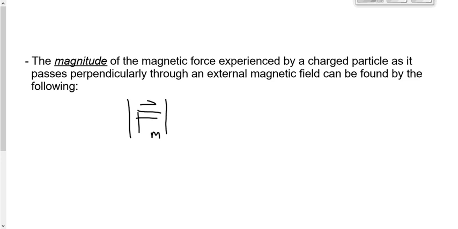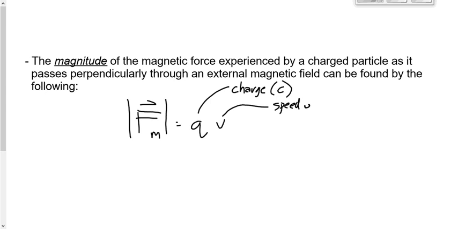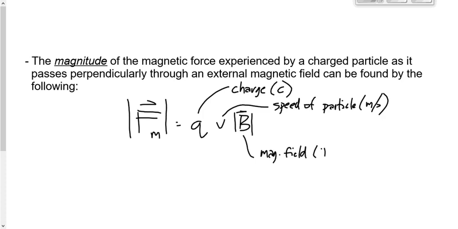Okay, the magnitude of the force is equal to Q. What does Q stand for? Yeah, the charge of the particle. And that's going to be measured in coulombs. Times V. What does V stand for? The speed of the particle. And that's going to be measured, of course, in meters per second. If you're not in meters per second, then you've got to convert it to meters per second. Then we've got B, the external magnetic field strength. And that's going to be measured in T, Tesla.